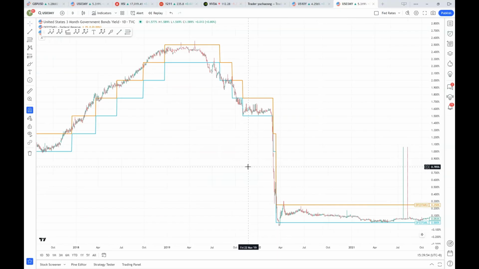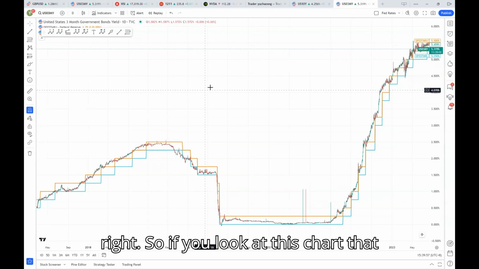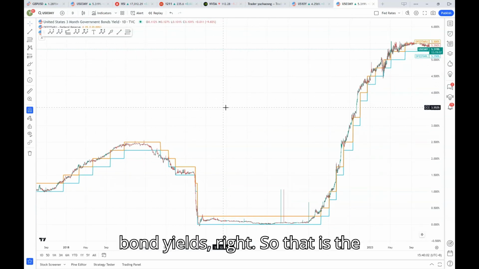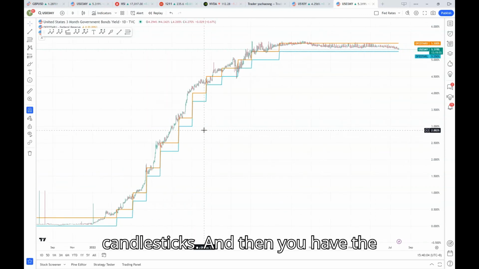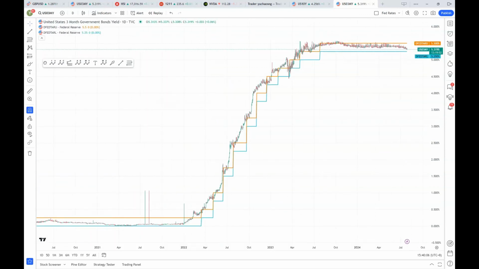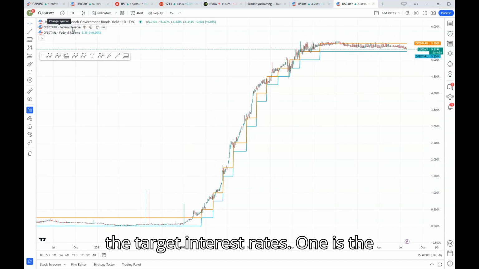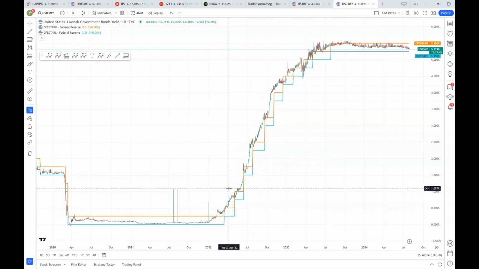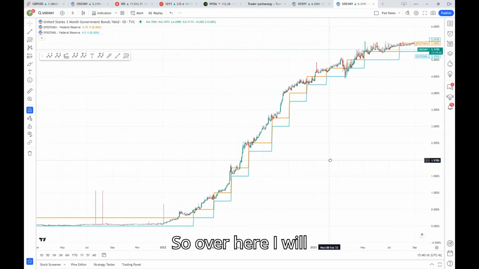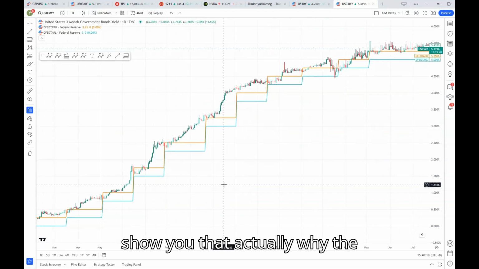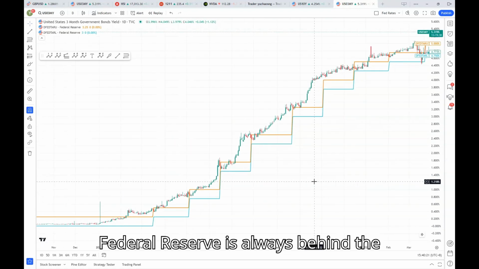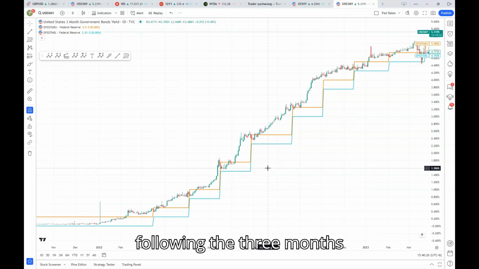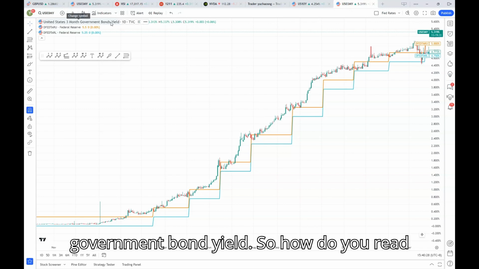So if you look at this chart that I have over here, it's actually the United States 3 months government bond yields. So that is the candlesticks, and then you have the target interest rates. One is the upper bound and one is the lower bound. The lower bound is the blue color one. So over here, I will show you why the Federal Reserve is always behind the curve. They are always following the 3 months government bond yield.